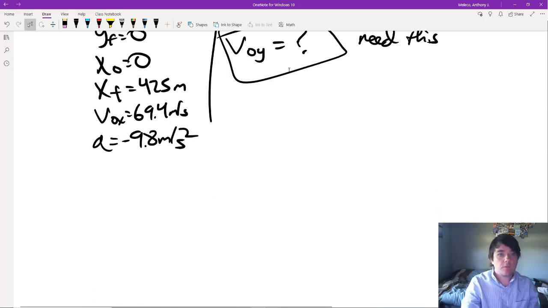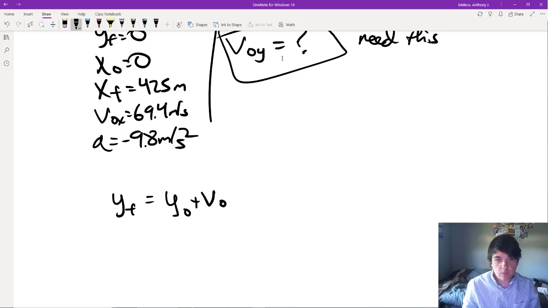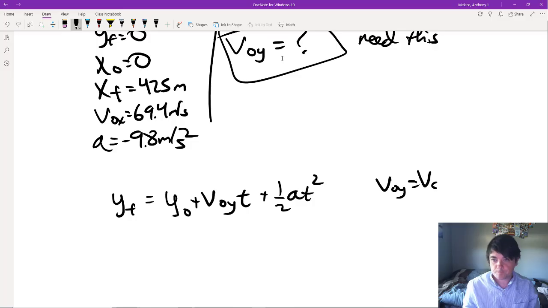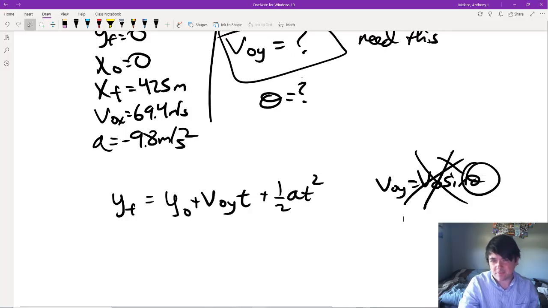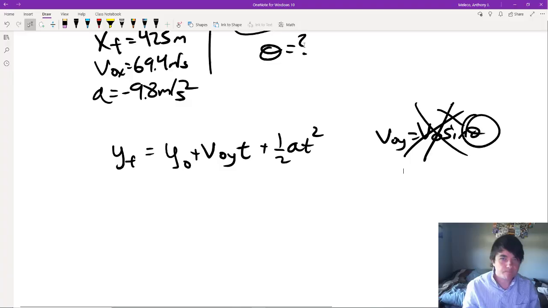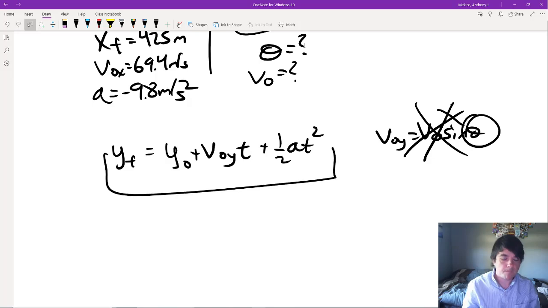Okay, so what we need is v naught y. It's in this equation, as well as in v naught sine theta. So here are the two equations with v naught y. We don't know the angle, so we can't even use this one. And we don't know v naught, so it's not useful, because we don't know these two things. But we can use this one.